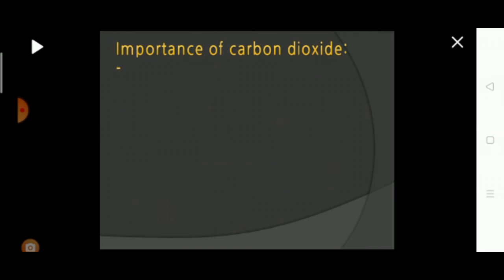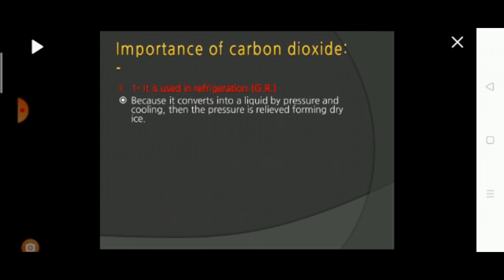What is the importance or uses of carbon dioxide? It's used in refrigeration, or in refrigerators. Why? Because it converts into a liquid by pressure and cooling. Then the pressure is relieved, forming dry ice. Second one, it's used for extinguishing fires. Why? Yes, because it doesn't help in burning.